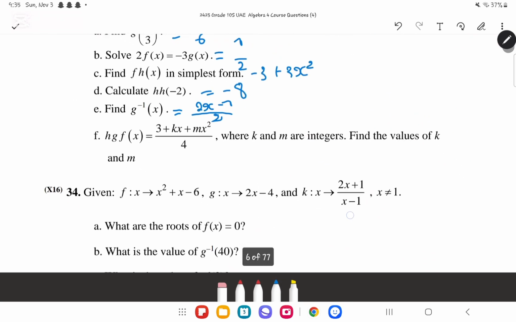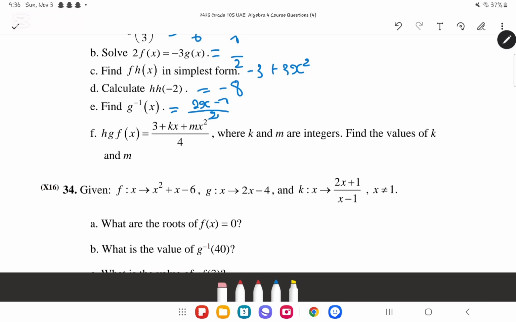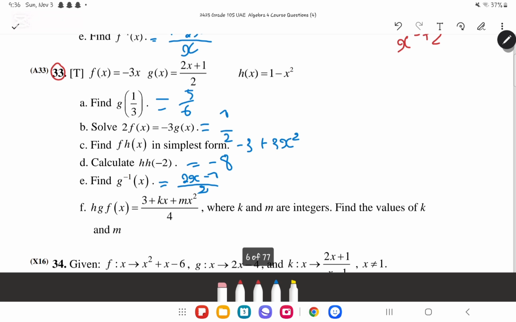Now we move on to part F. They want us to find h(g(f(x))). So very simply, we can go back up again. We can take f(x), substitute it into g(x), and then substitute the answer of g(f) into h.